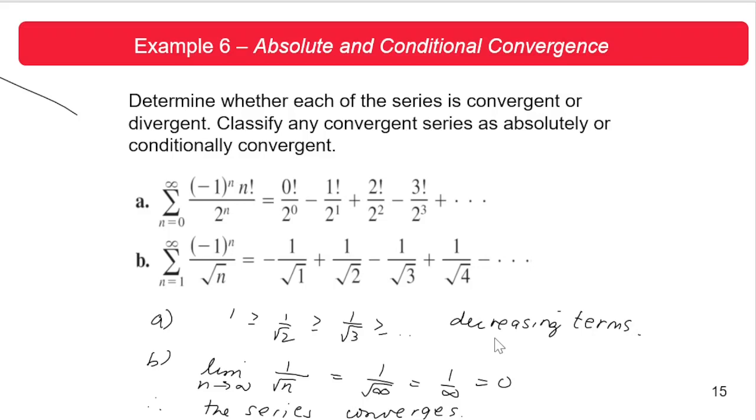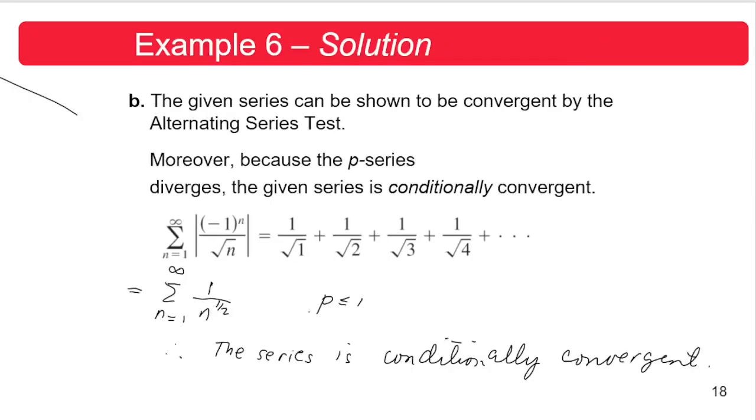And then letter B, we have to show that the limit of the nth term of this alternating series is equal to 0. So to evaluate, we replace all the n variables by infinity. So we have 1 over square root of infinity, but square root of infinity is infinity, and 1 over infinity is 0, which means that because the two conditions are satisfied, we can therefore conclude that the series converges. Also, because the given alternating series is convergent using the alternating series test, we have to check whether the series is conditionally convergent.